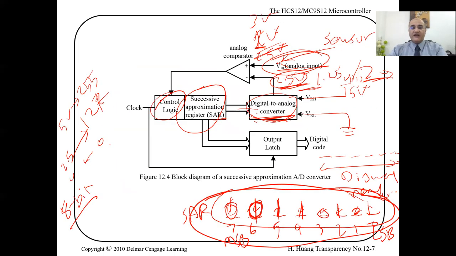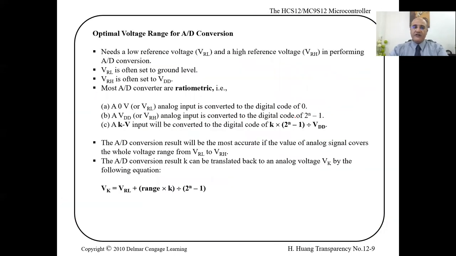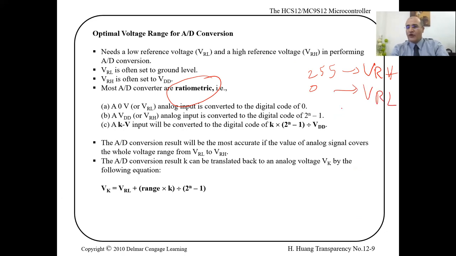As we saw, our analog to digital converter has a voltage reference low and high. That's why we call the A to D converter ratiometric. The value that it gives you, 0 or 255, the 255 doesn't represent the 5 volts. It represents the voltage reference high. And the 0 volt represents the voltage reference low. This could be 5 volts, could be 3 volts, this could be ground, could be 1 volt, okay? It's a voltage reference. So every A to D needs a voltage reference, high and low.